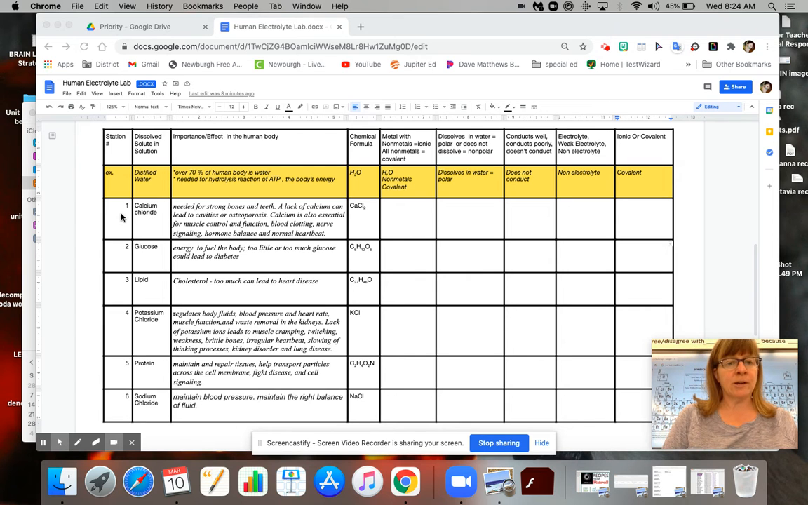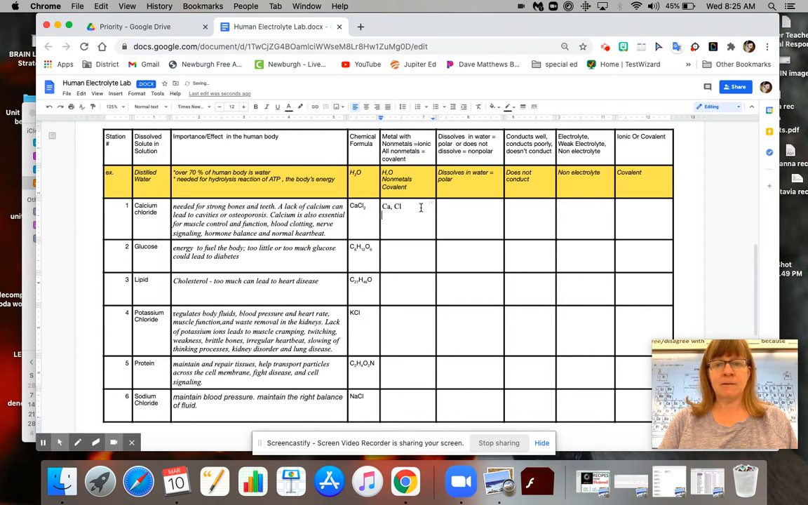Again, on my screen here, number 1, calcium chloride. We know calcium, and it's really calcium chloride we need, not calcium the metal. Calcium chloride is needed for strong bones and teeth, right? Okay, drink your milk, calcium. So CaCl2, let's go to the screen. Ca and Cl, those were the two elements in it.